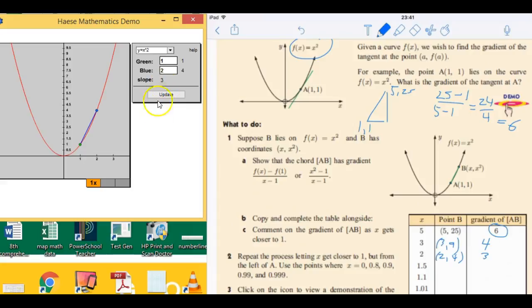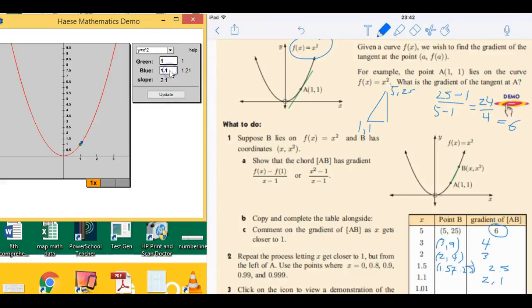What about if I put the blue point on 1.5? Oops, I'm sorry, it's 1.5, not 1.15. So the point would be (1.5, 2.25), and the slope is going to be 2.5. Do you see how we're converging to a number here? We went from 6 to 4 to 3, 2.5. What if we made the blue point 1.1? Now it's going to be 2.1.